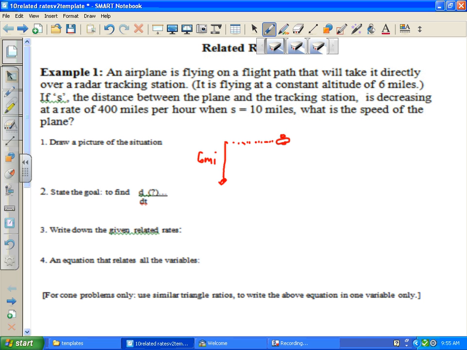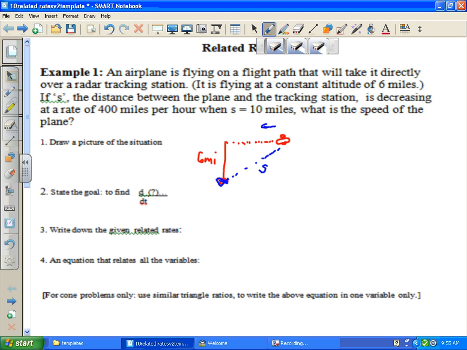Let's say this is my radar tracking station. Okay. The question is, if S is the distance between the plane and the tracking station, so if this distance is S, and that distance is decreasing at a rate of 400 miles per hour, what is the speed of the plane? So we have a very rough picture. This plane is going that way. This is the radar tracking station over here. It's flying at a constant altitude. And we're asked to find something. We're asked to find the speed of the plane.